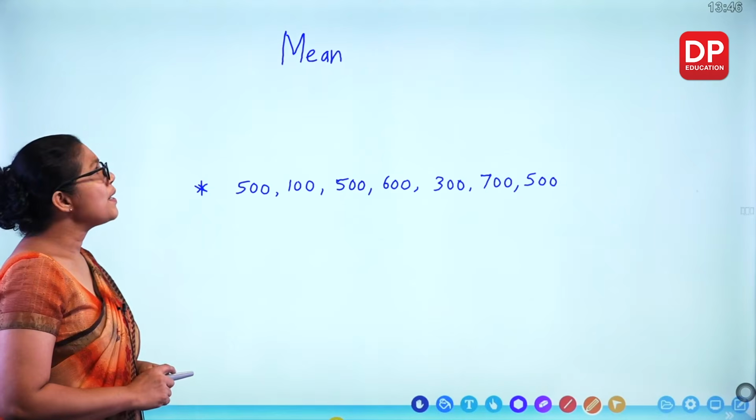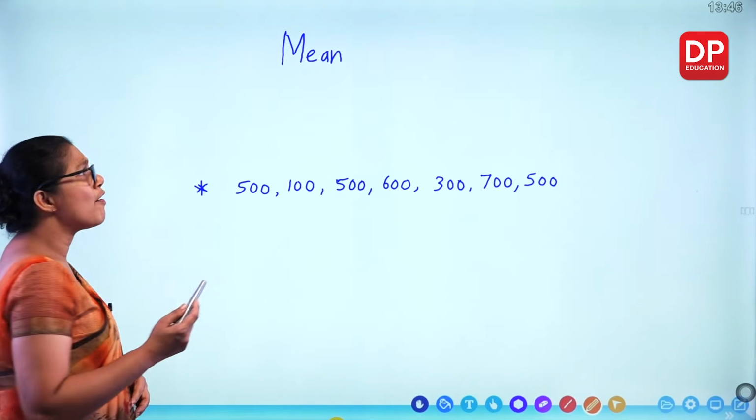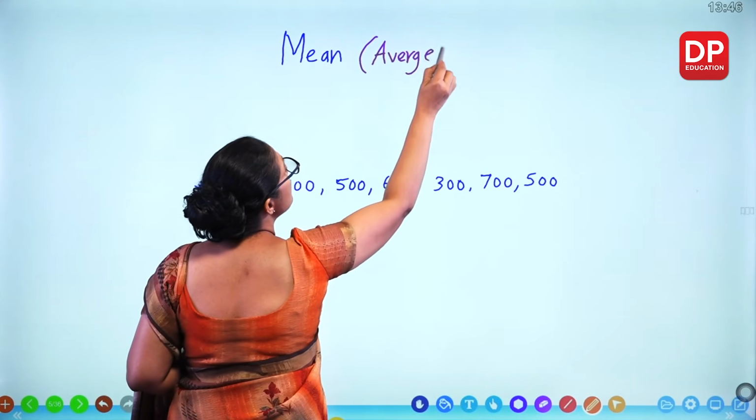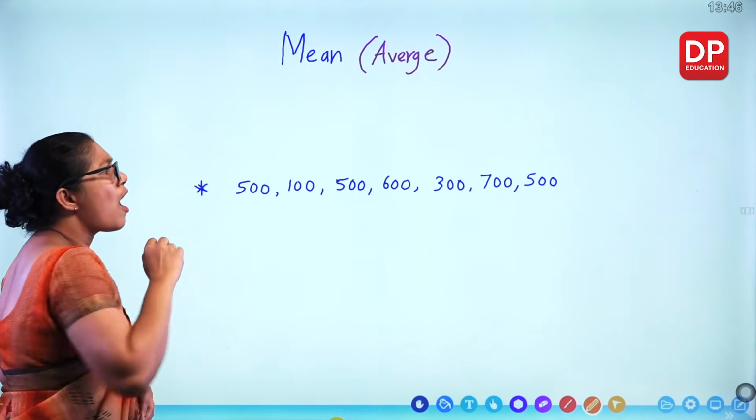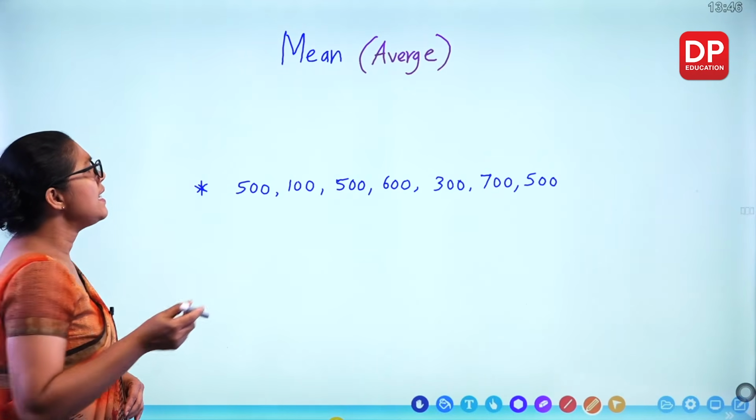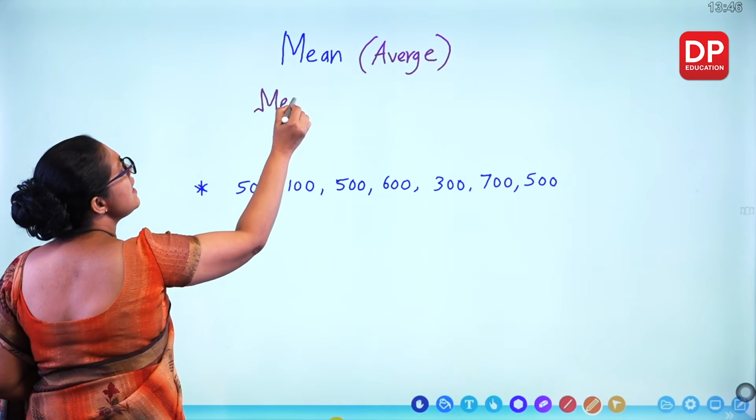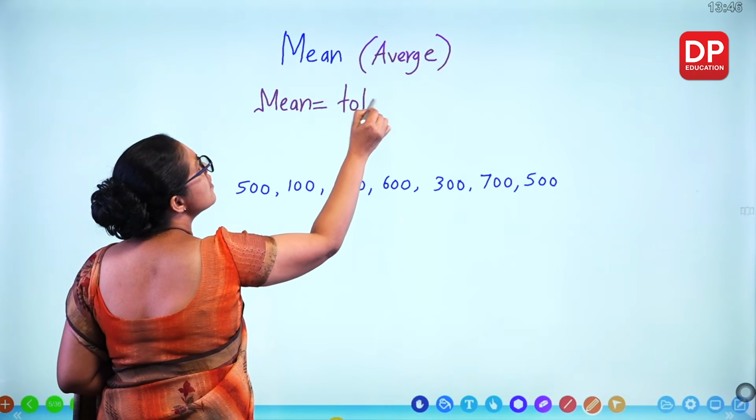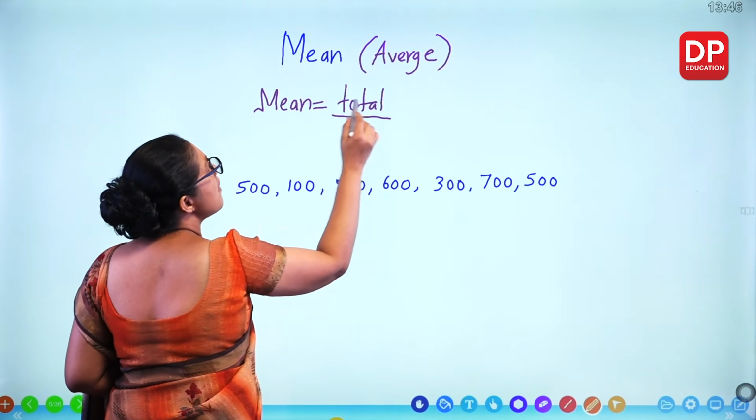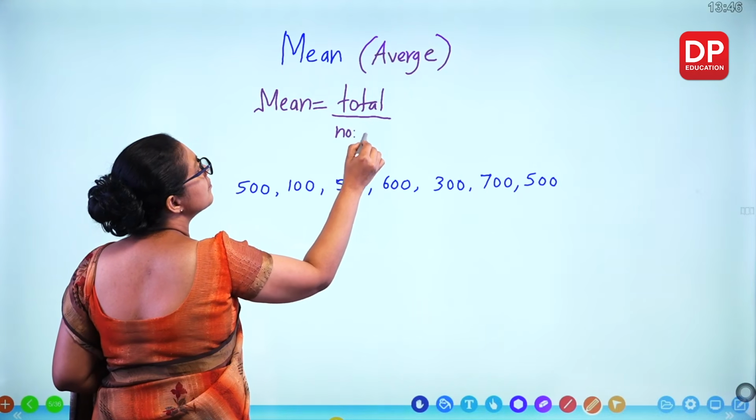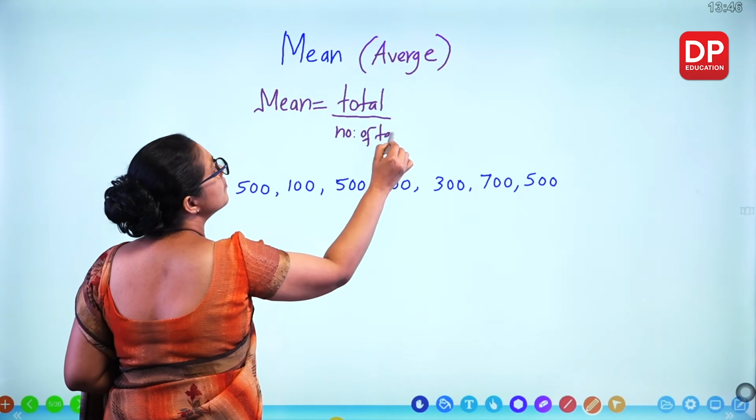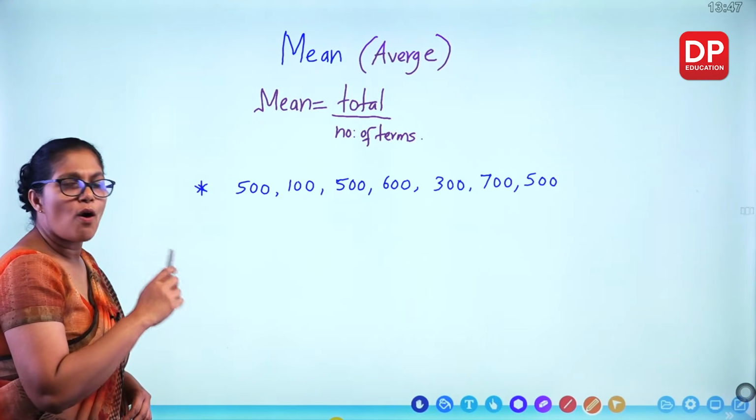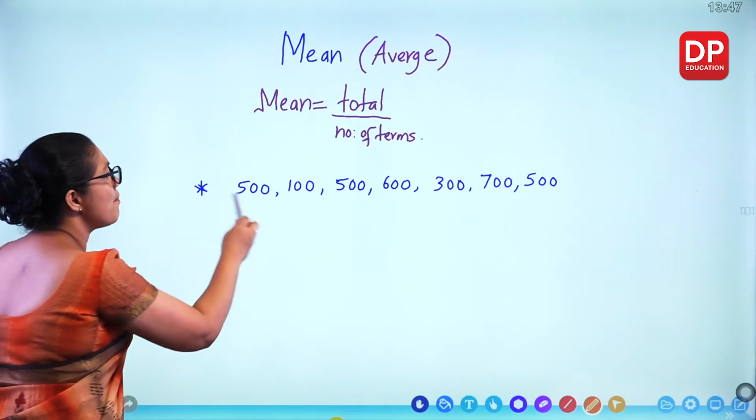Now we need to look at the mean. There's another name for mean: average. The average value is the same as the mean value. So how can we find out the mean? We know that mean is total divided by number of terms. So what you do, you add all the terms and divide by the number of terms.